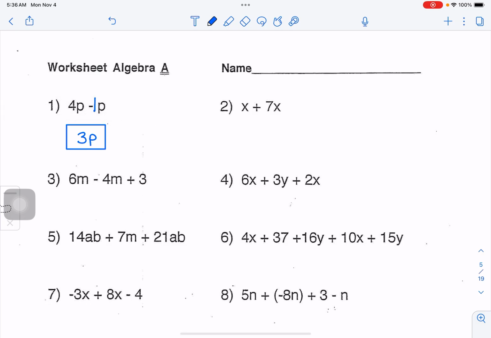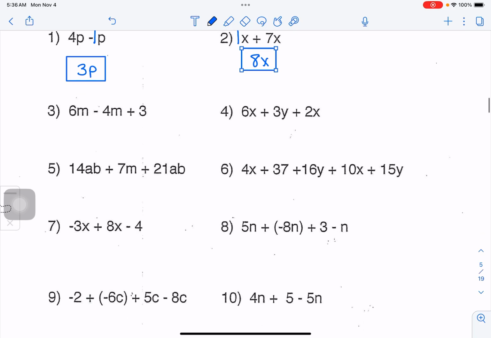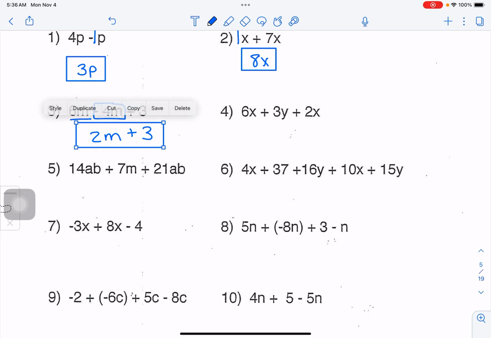Going on to the next one, again, I can think of this as being 1x plus 7x, and that ends up equaling 8x. Now, those ones had terms that were exactly the same, none that were different. If we approach 3, we can see we have a 6m and a negative 4m. So 6m minus 4m would leave me with 2m's, and then I just bring down the plus 3, because that does not have the same variable, so therefore it is not a like term.